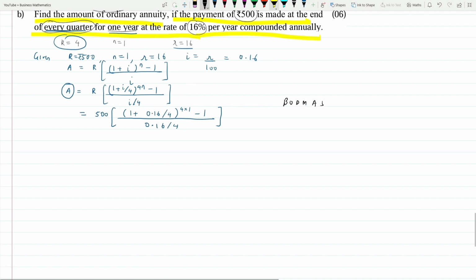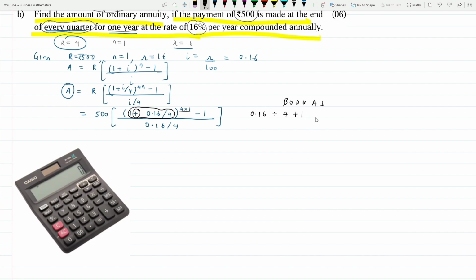So we have a bracket over here, 1 plus 0.16 by 4, and here we have an addition and a division. So we'll perform division first. So on your calcs, you will hit 0.16 divided by 4 plus 1. Now we need to do the order. So we have the power as 4. So this is going to be raised to 4.